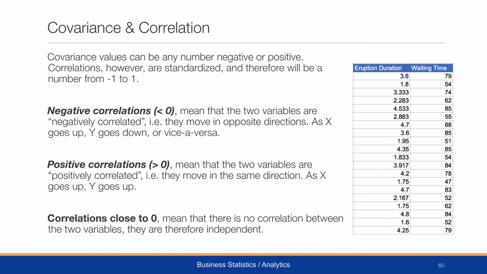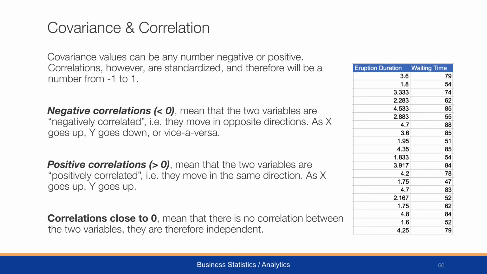to interpret it. Correlations that are less than 0 are going to be negative correlations, and it means that the two are negatively correlated and that they move in opposite directions. As x goes up, y goes down, or vice versa. All of the numbers will always be between -1 and 1. So they'll range from -1 all the way to 0, and then from 0 to +1. The positive correlations will be greater than 0, and it means that the two variables are positively correlated. They move in the same direction. As x goes up, y goes up. Correlations that are close to 0 mean that there are no correlations and therefore independent.